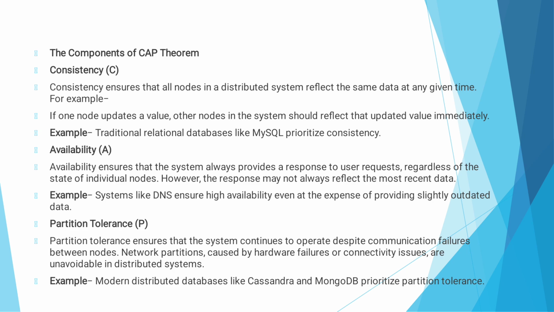Partition tolerance. Partition tolerance ensures that the system continues to operate despite communication failures between nodes. Network partitions caused by hardware failure or connectivity issues are unavoidable in distributed systems. Example: modern distributed databases like Cassandra and MongoDB prioritize partition tolerance.